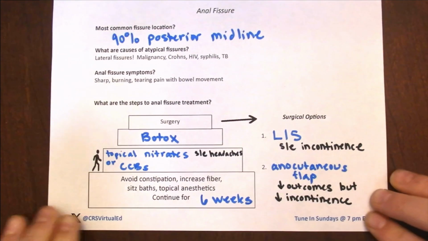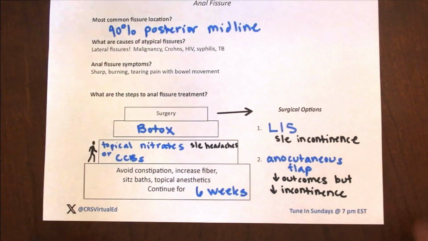Right. So on the exam, they will present a patient with an anal fissure and sometimes say the patient has baseline fecal incontinence. And in that case, you would pick anal cutaneous flap and not the lateral internal sphincterotomy.